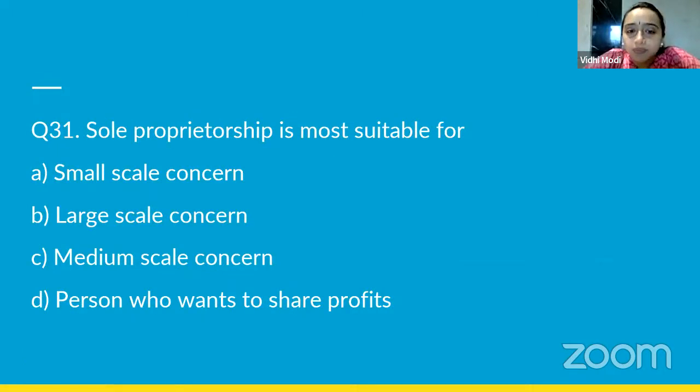Sole proprietorship is most suitable for, when you're a sole proprietor, right? It's always easier when you have a small scale concern. When you have a small scale firm, it becomes way easier. Because why? If there is any problem, you can easily exit the market. And even otherwise, it's very easy to manage, right? Because with a large scale concern, sole proprietorship is very difficult. Medium scale may not be able to do it. You will not be able to expand, right? Then we have, it's the most suitable for small scale concern.